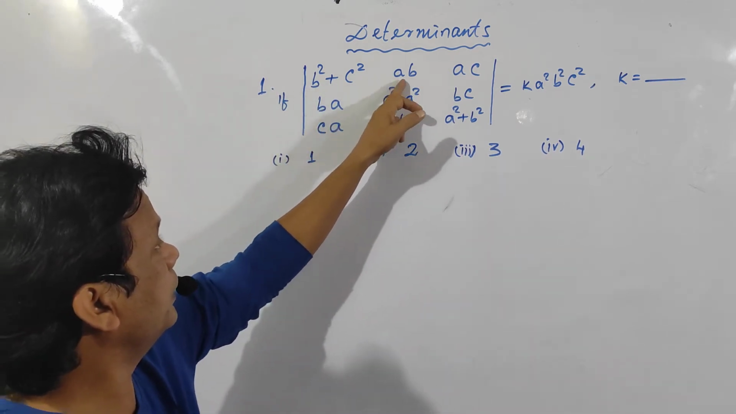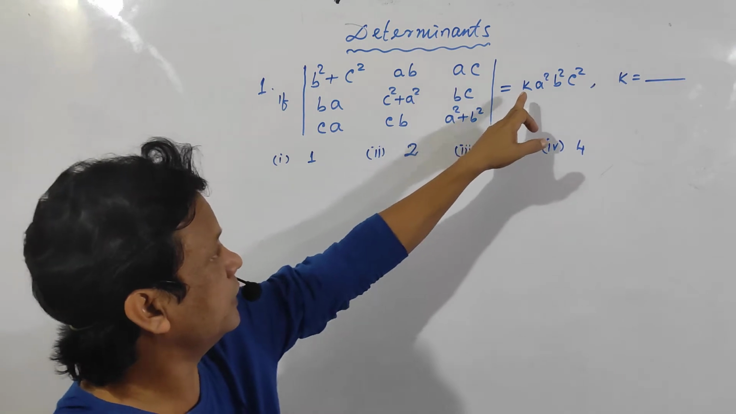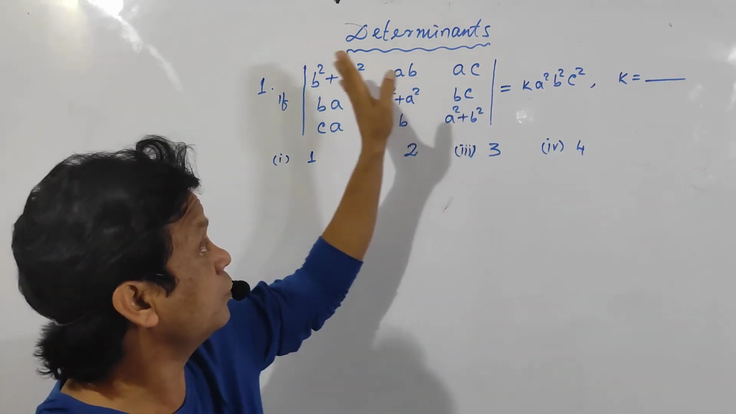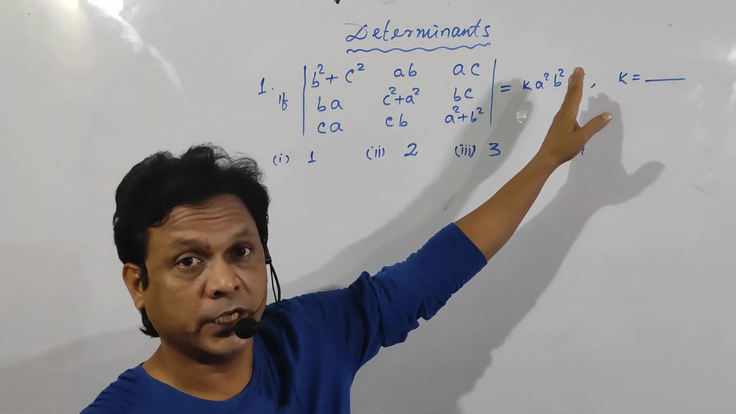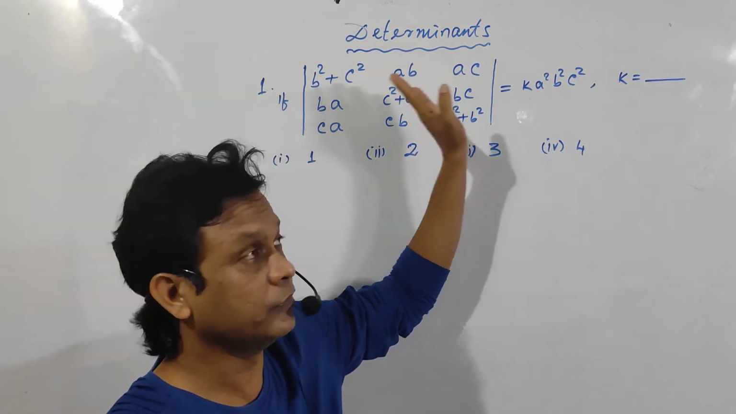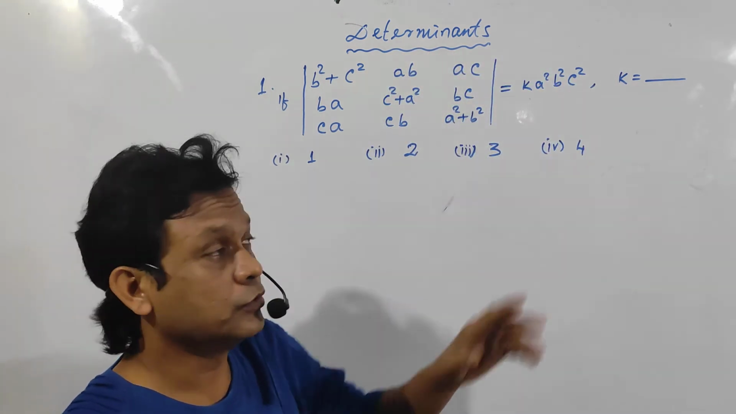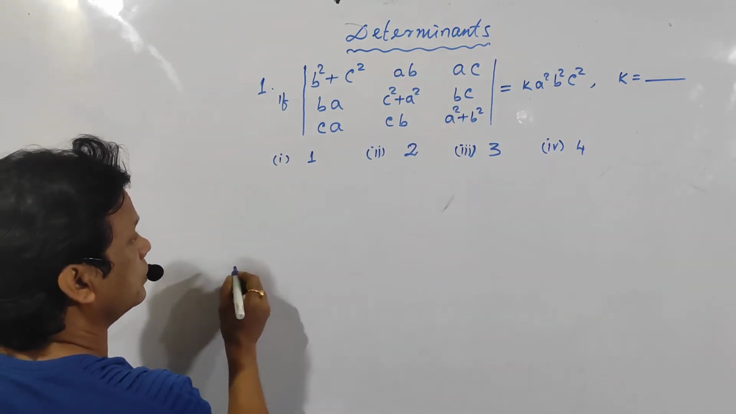The determinant has entries like b square plus c square, and it is equal to k into a square, b square, c square. So what is the value of k? How to find out the value of k? See, there is no restriction upon a, b, c. They may be any real number. See here, there is no restriction in the problem upon a, b, c.